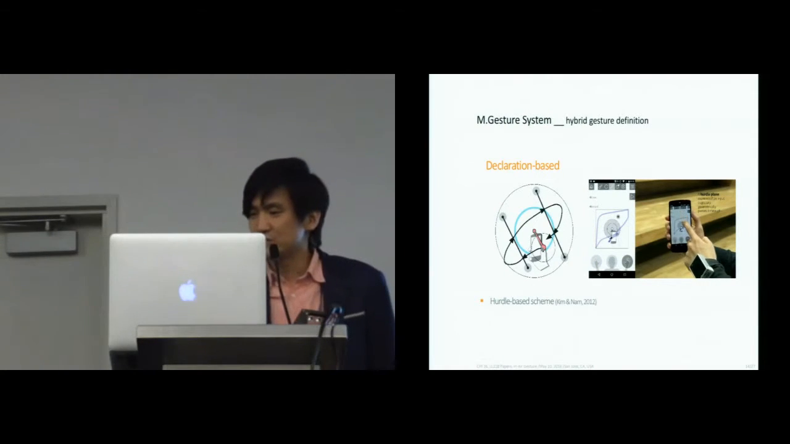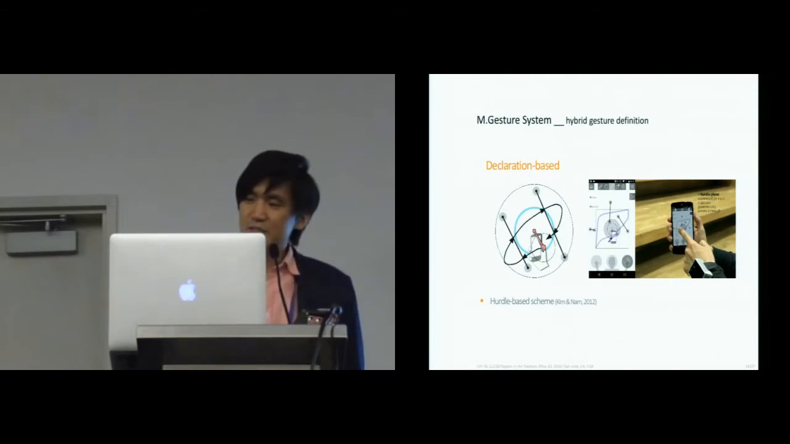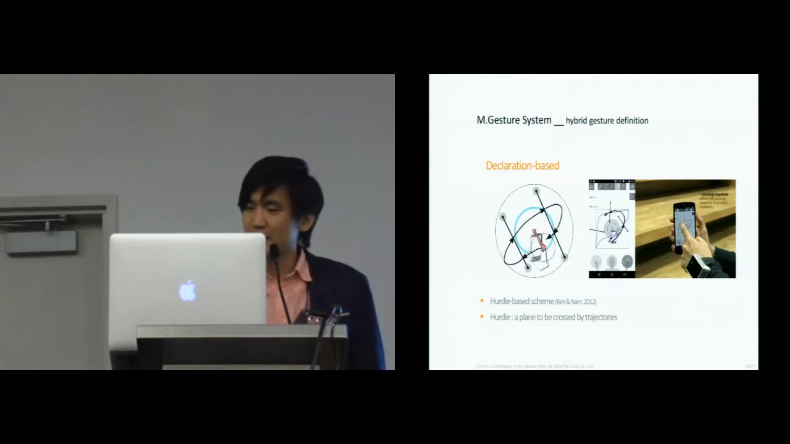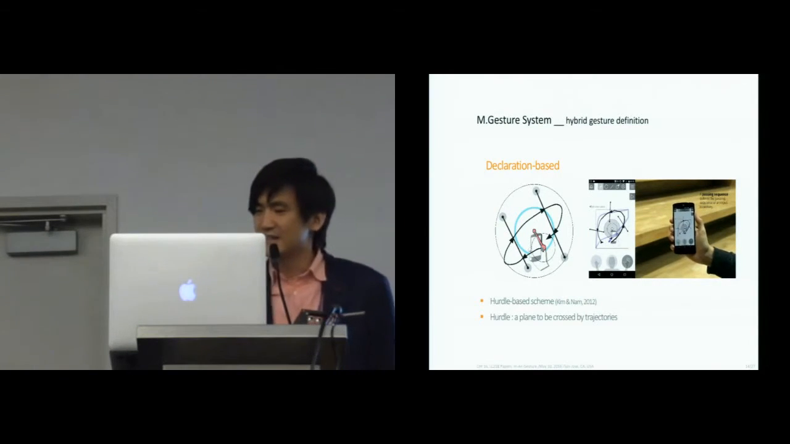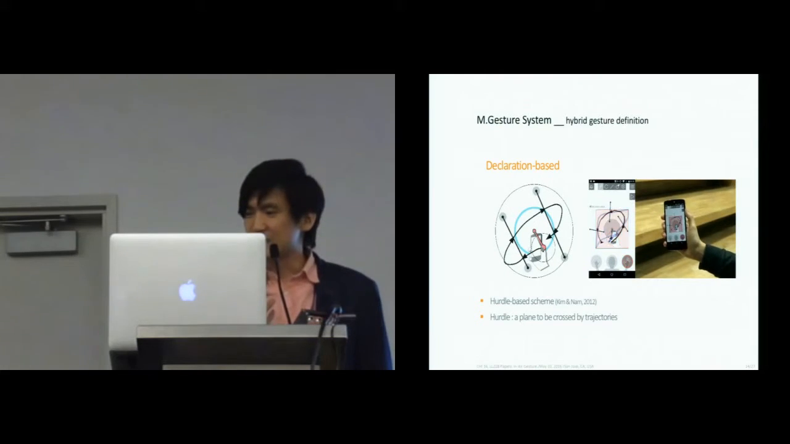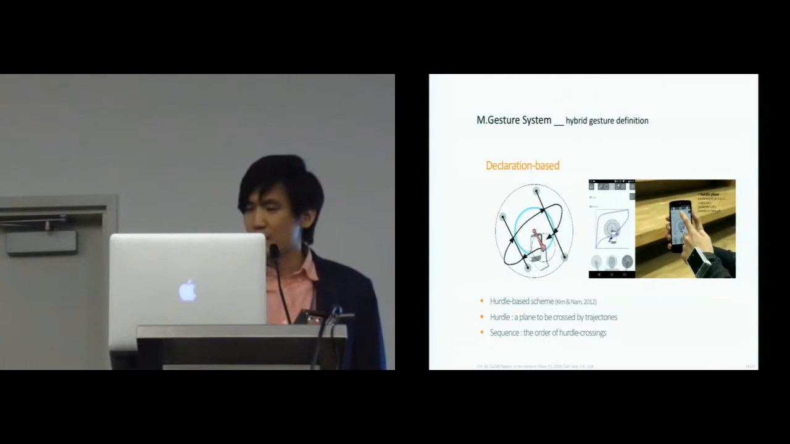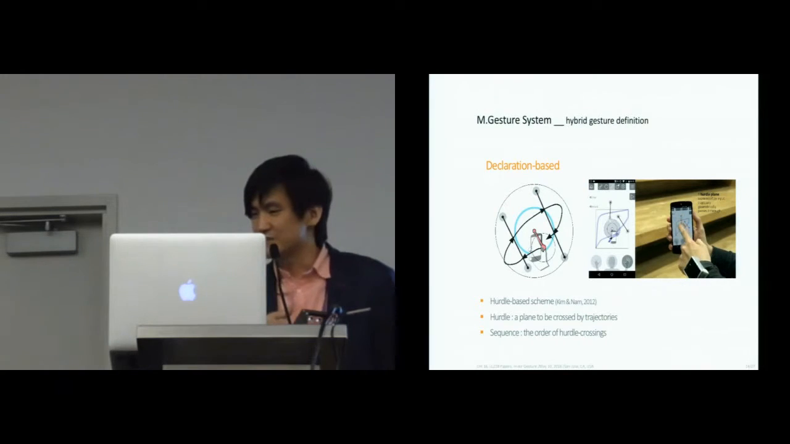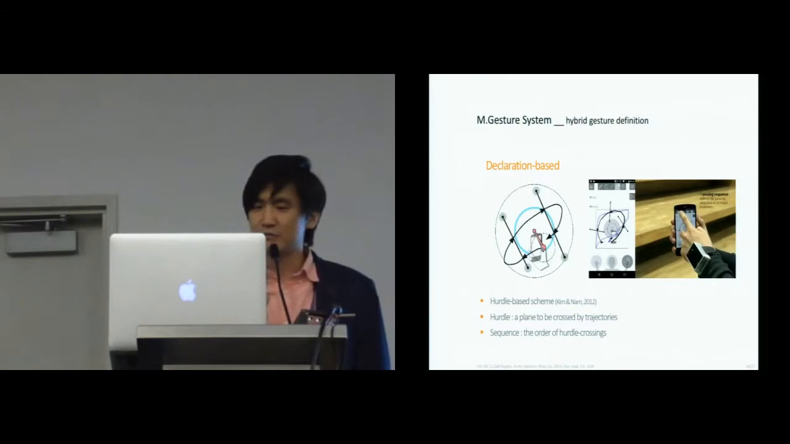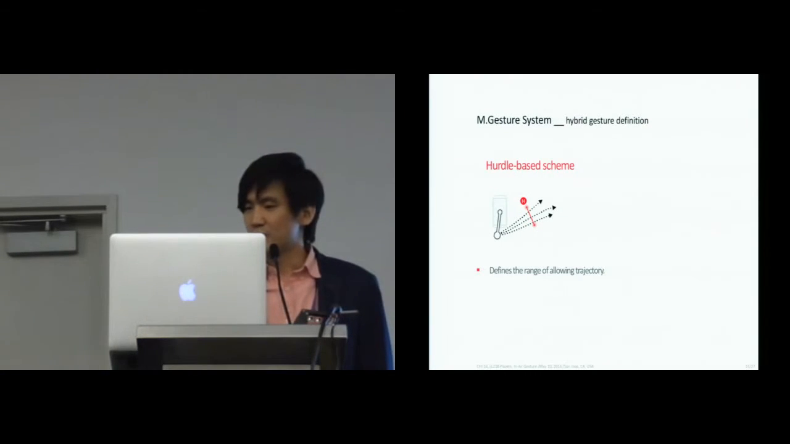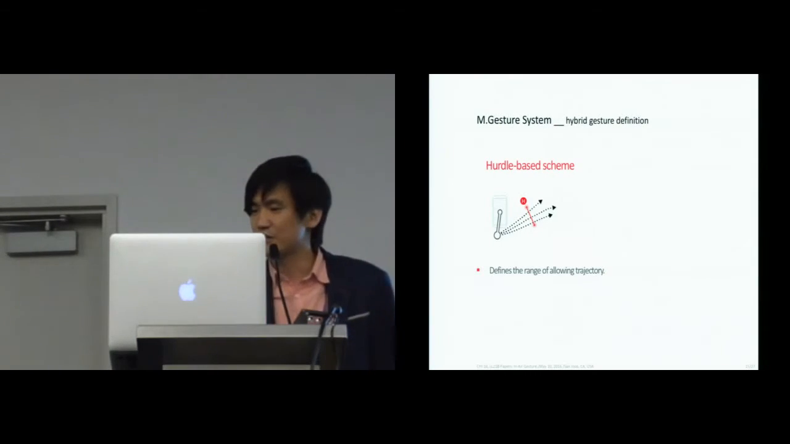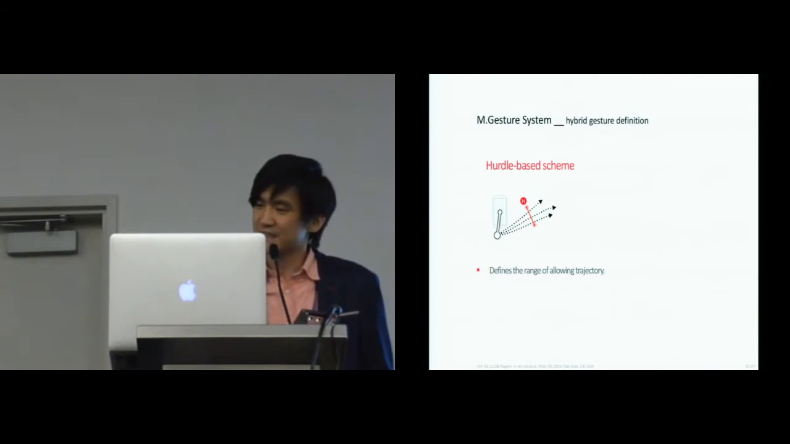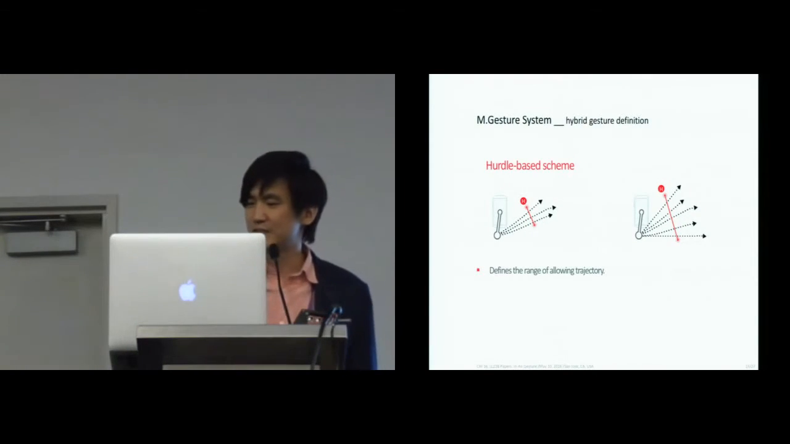A hurdle-based gesture scheme allows users to graphically specify the range of trajectory paths. A hurdle is a plane that detects intersection of the input trajectory. The sequence of hurdle intersections can be defined by the user, and it is represented as a series of arrows. A hurdle plane defines the range of allowed trajectories. A short hurdle defines narrow and accurate gesture trajectories, whereas a wide hurdle defines brief and diverse trajectories.